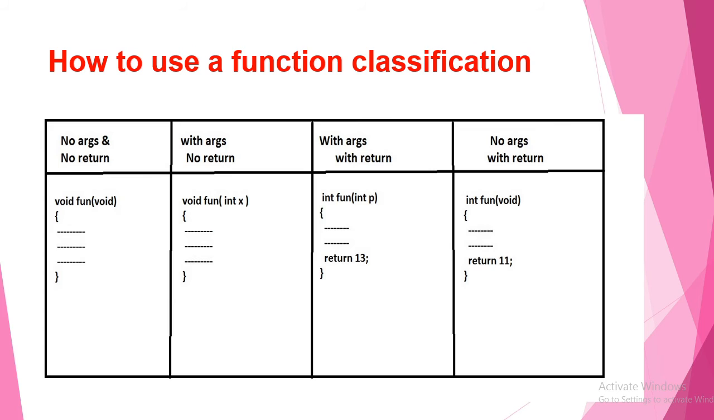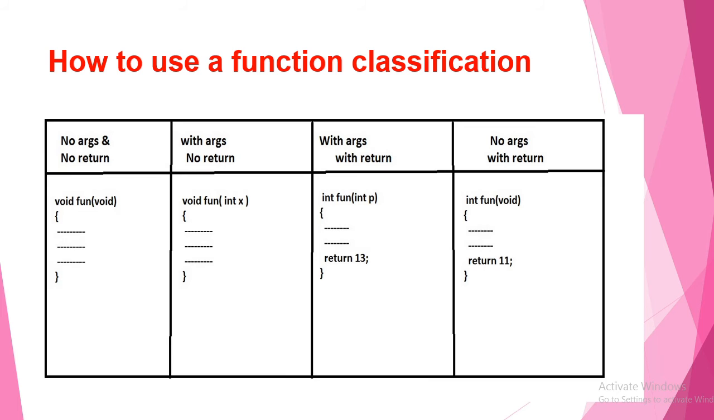First of all, integer is my return type. Then fun is my function name, and int p is the argument. In that I have written return 13, means I am returning some value as an integer. Then next you can see no arguments with return value. No arguments means I am not giving any argument to the function, but getting a return value.